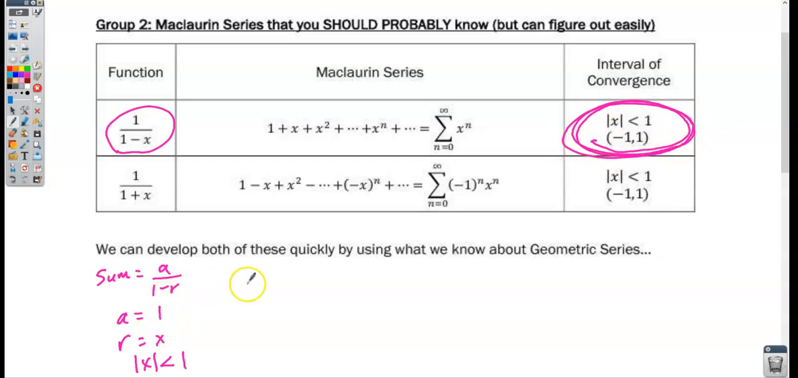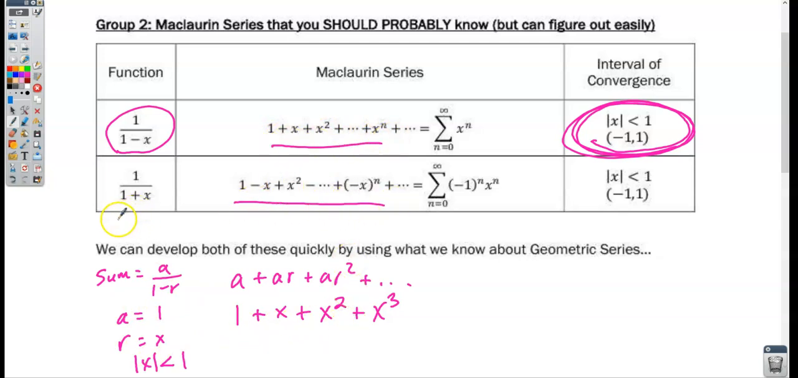And so this is the series a plus ar plus ar squared, etc. And so I can just jot these terms out. A is 1, a times r is x, a times r squared is x squared, a times r cubed is x cubed. So if you think about these this way, you don't necessarily have to remember them. You can generate both of these series pretty quickly and pretty easily. Okay, now let's look at the first one and compare it to its interval of convergence on our graph and see what happens when we do that.